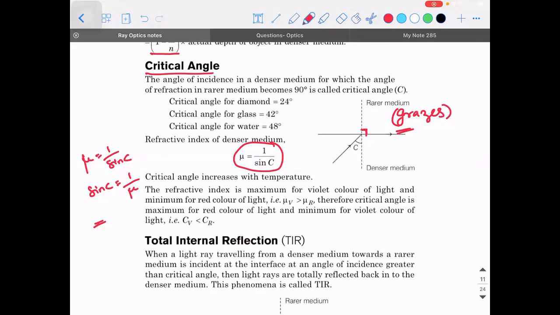Okay. So சொன்னேன்ல this concept. The refractive index is maximum for violet color of light and minimum for red color of light, as mu is inversely proportional to lambda. Correct? Therefore, critical angle is maximum for red color of light and minimum for violet color of light. That is, C_V is less than C_R.